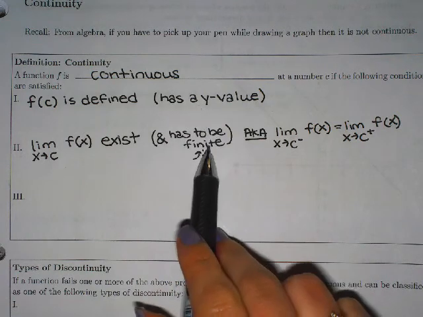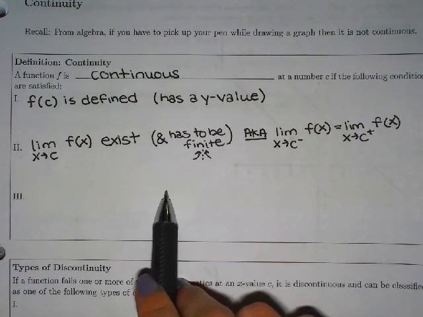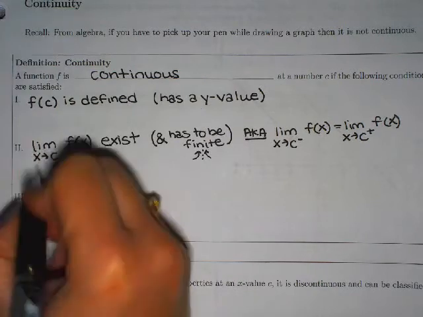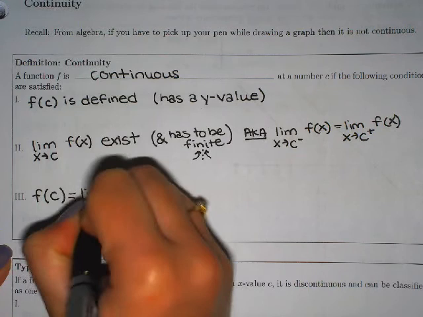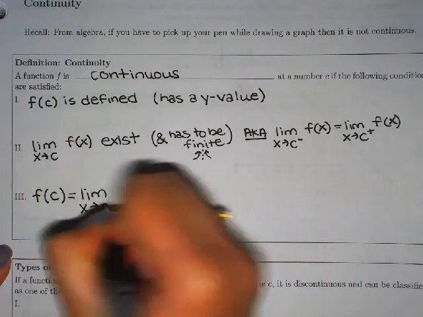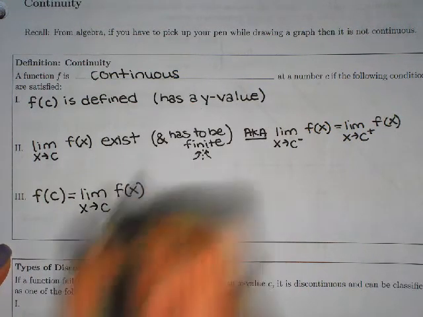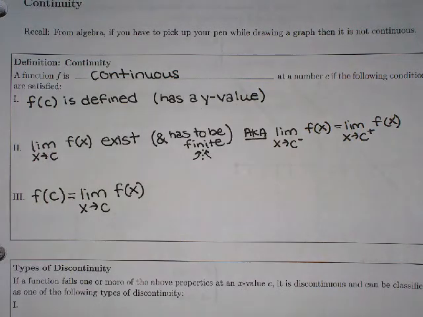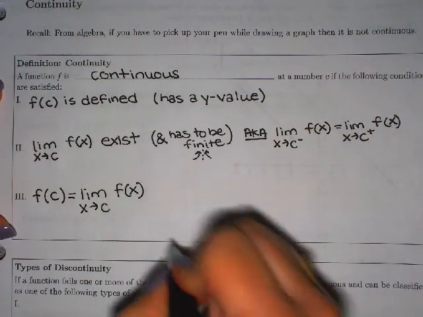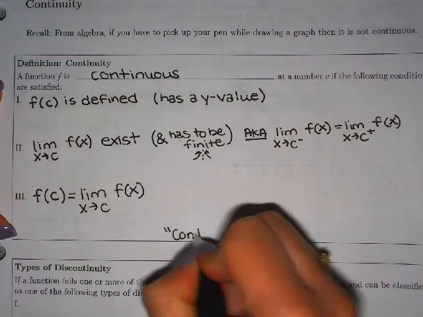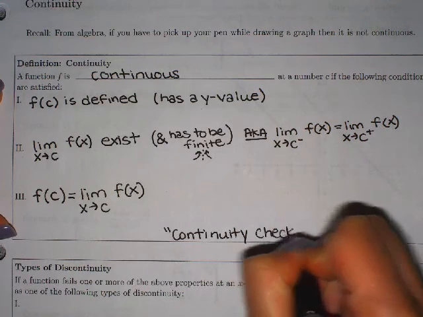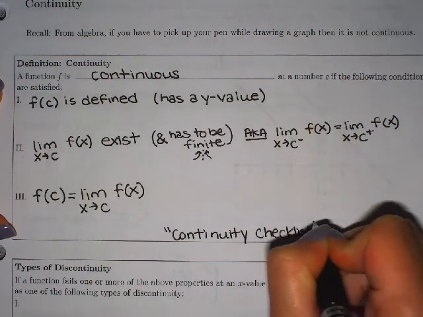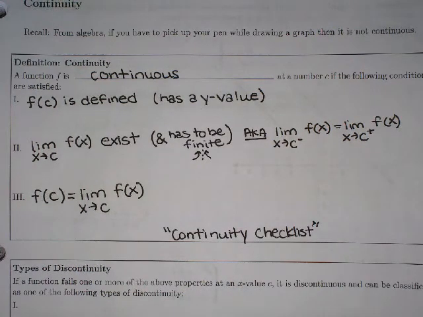So it has a y value and it has a limit. Our third thing on our continuity checklist is that our y value, what we get when we plug in f of c, is the same thing as our limit. So it has a y value, has a limit, and they're equal, is what that third property says. Those are three things on our continuity checklist. You check, does it have a y value? Does it have a limit? Are they the same thing?